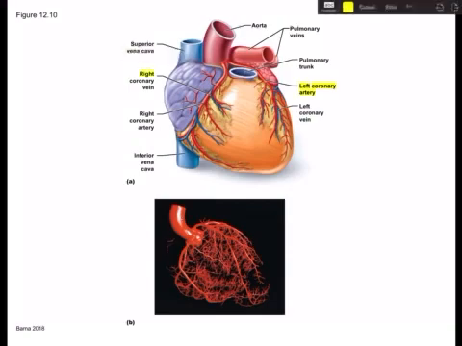Your big ones are your right and left coronary artery, and so they will branch, and they obviously have other names as they branch. And the waste from your myocardium and your deoxygenated blood will be collected by your right and left coronary veins, and those will be emptied into your right atrium with the rest of your deoxygenated blood system.